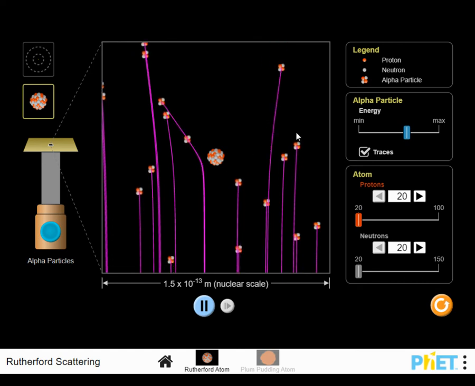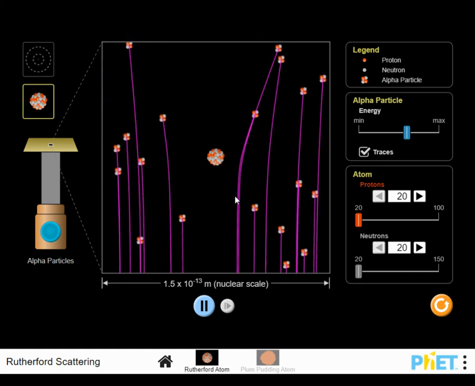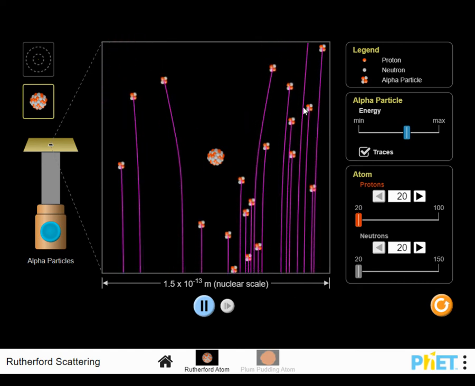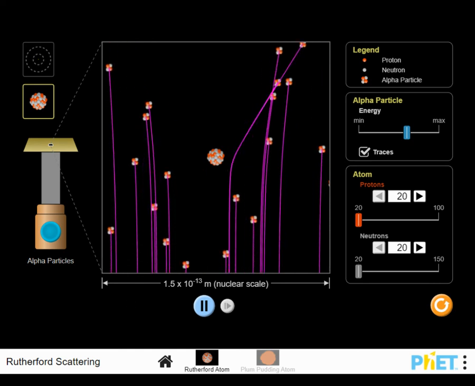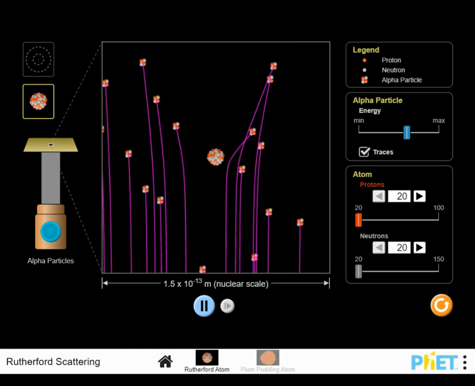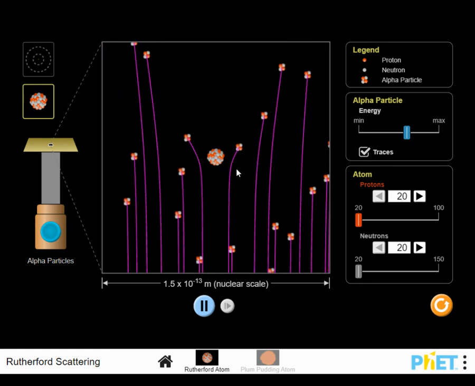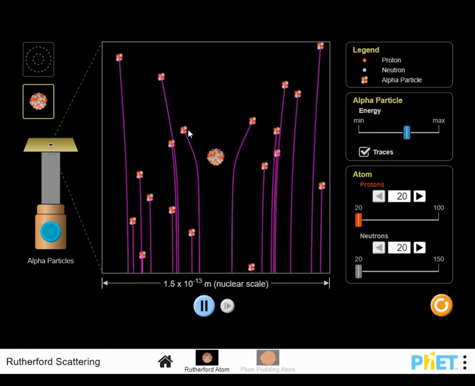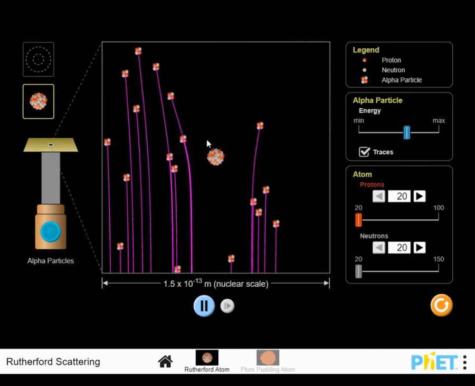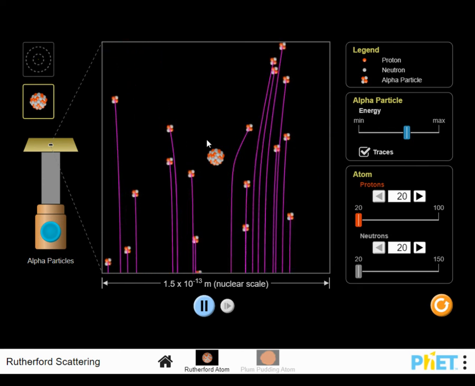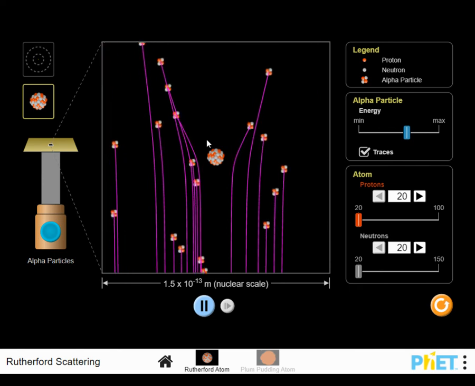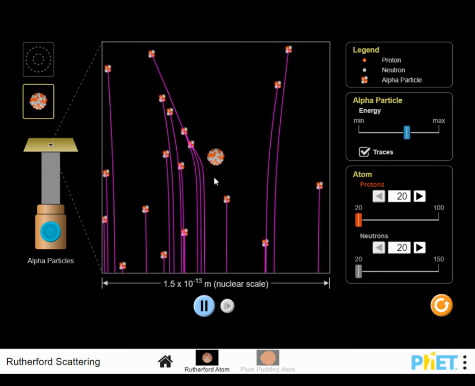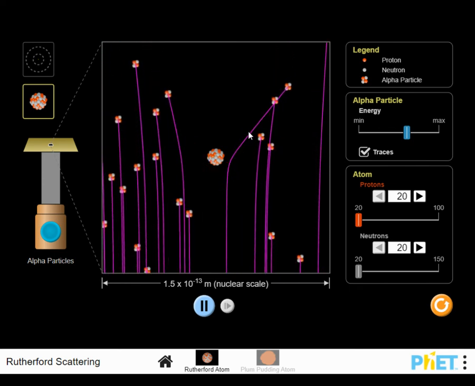But some of them are deflected. So because some of them are deflected and some of them go straight through, there had to be empty space there. And then why were the alpha particles deflected by the nucleus and not attracted to it? Well, if alpha particles are positive and the nucleus is positive, they're not going to attract one another. They're the same. Same charges repel. So they're going to repel each other, and that's where we see this deflection right here.